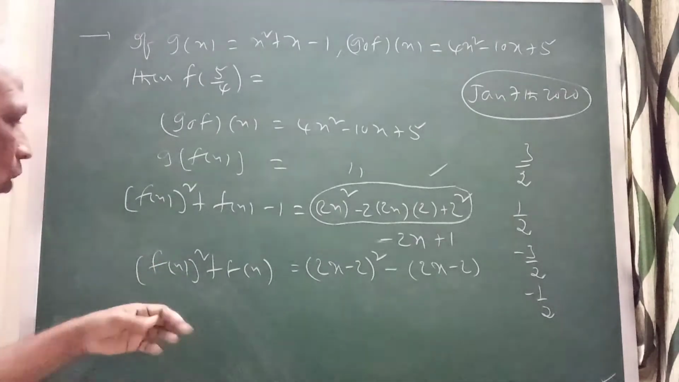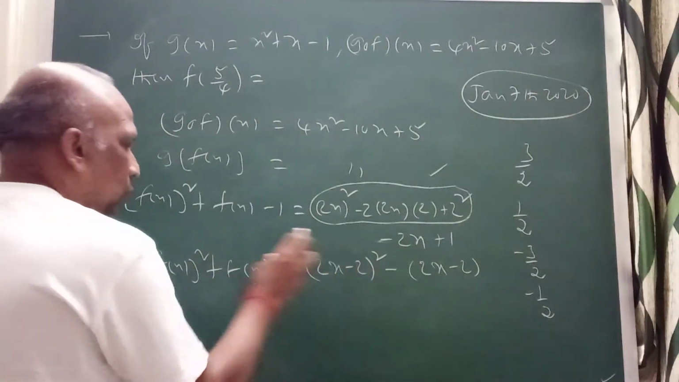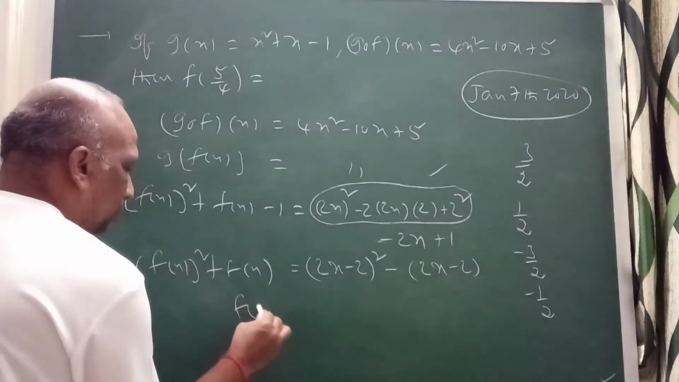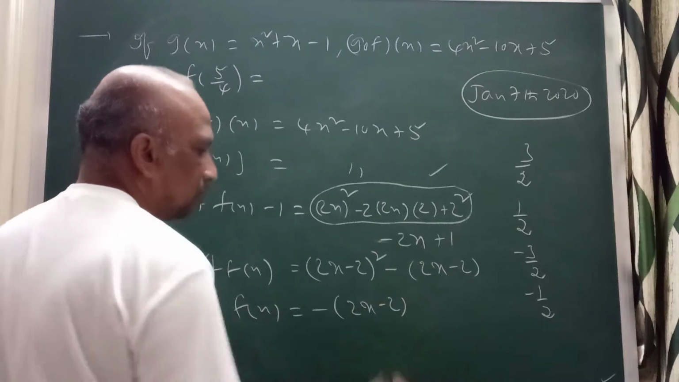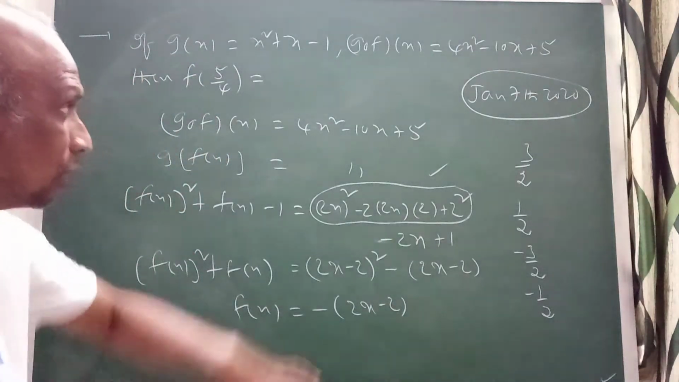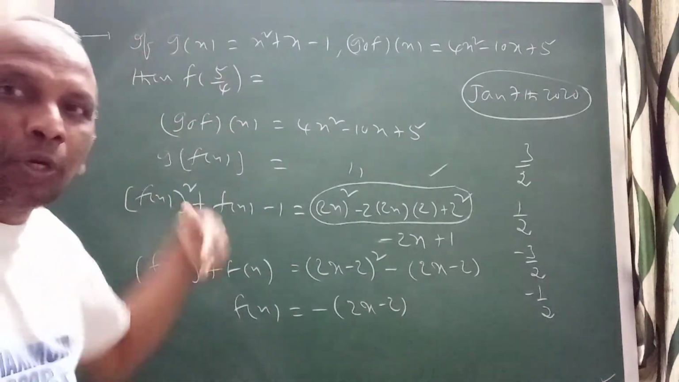I want f of x. So you can check that this is in square. So f of x is nothing but, you can see from this, we compare both the sides, f of x is minus of 2x minus 2. Correct. Whatever they ask, you can simplify.